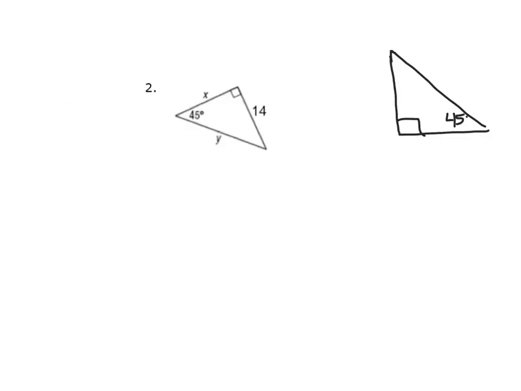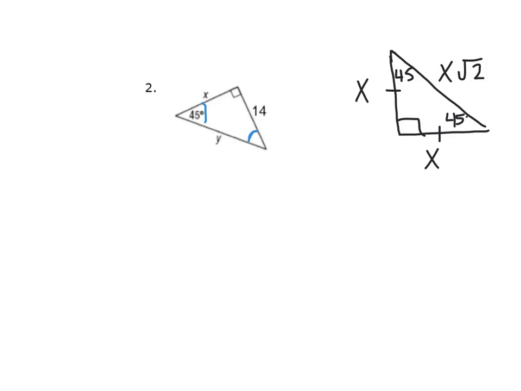On question 2, we see that we have a 45-degree angle, which means by default the other angle will also be 45 because of the 90. So we have a 45, 45 special right triangle. And the formula states that the legs each have the same value represented by the variable x. And the hypotenuse is going to be x times the square root of 2.